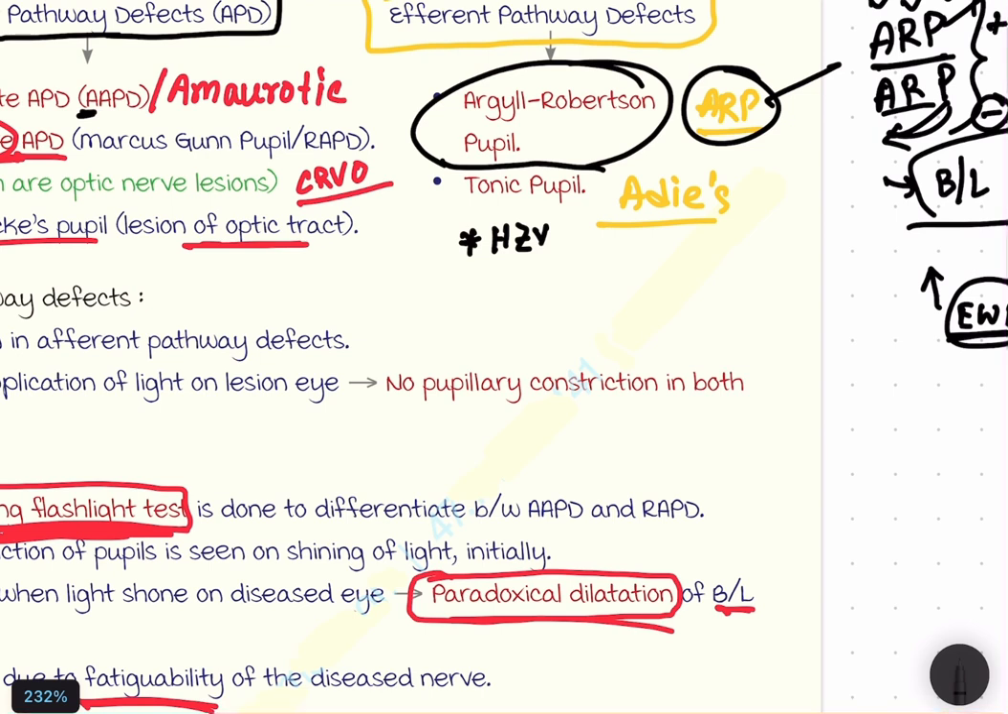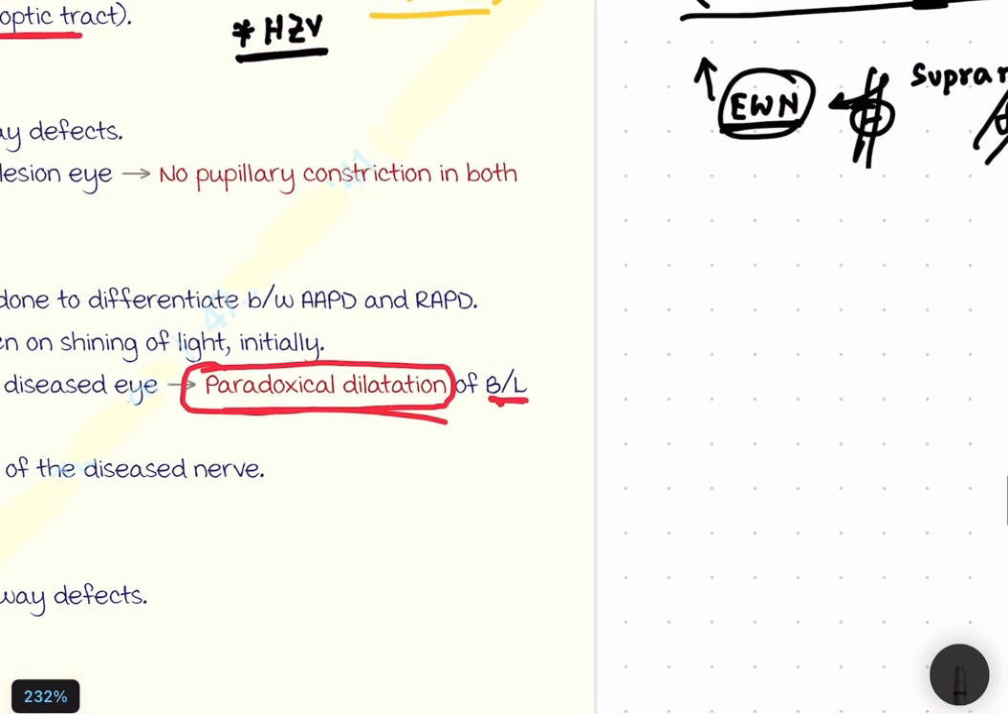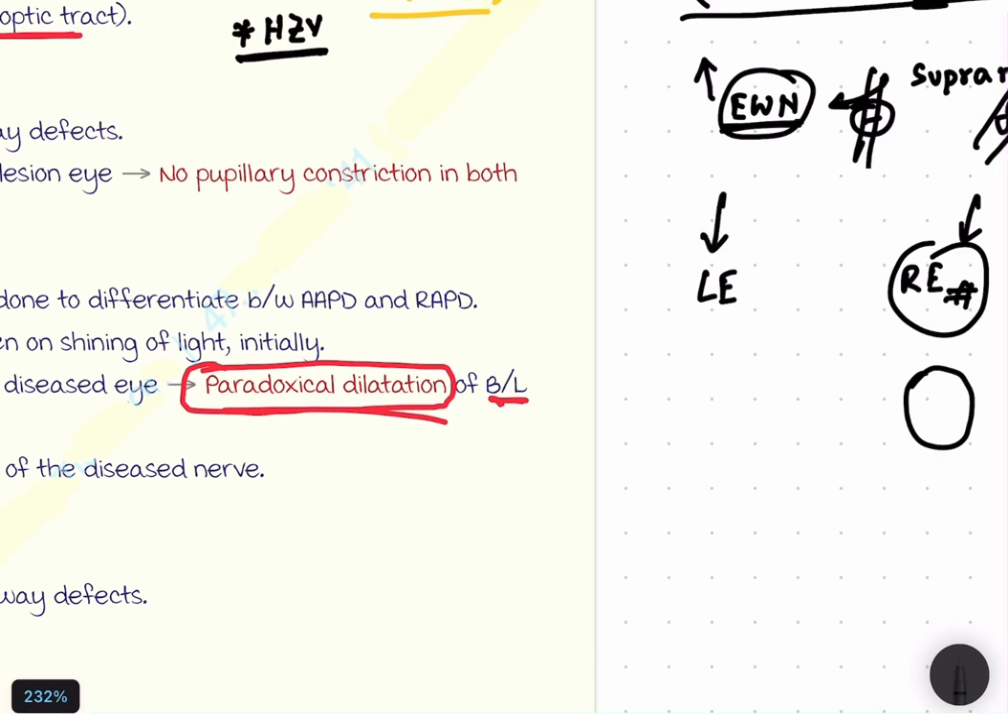whichever eye is affected, the pupil will never constrict and the unaffected side will constrict as normal. That means in tonic pupil, if I say this is my left eye and this is the right eye, and the right eye is where the lesion is, then what will be the clinical feature here? That if you throw light in this eye, this will remain dilated. So every time there will be dilatation. If you throw light in the left eye, even this will remain dilated.